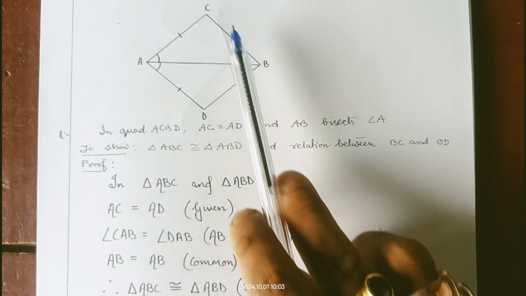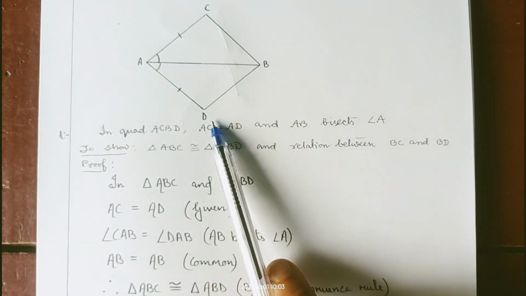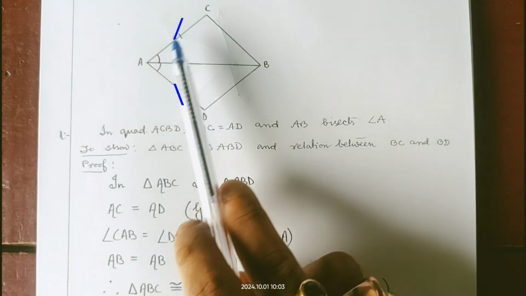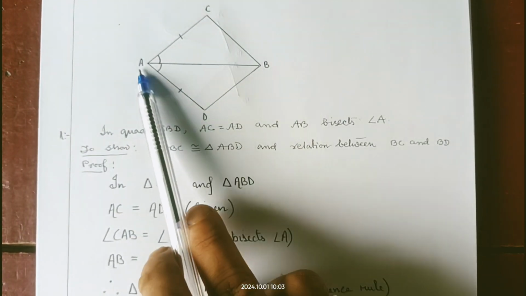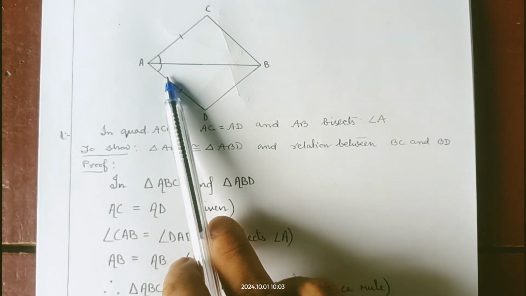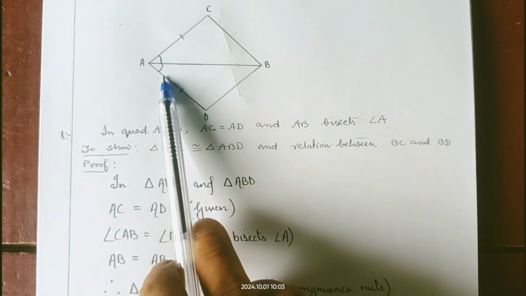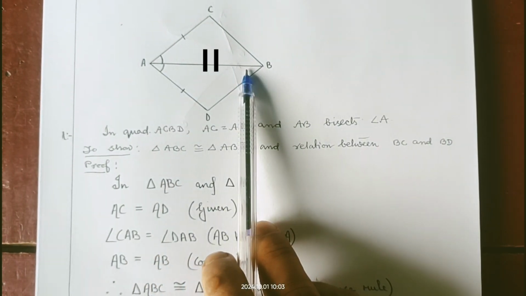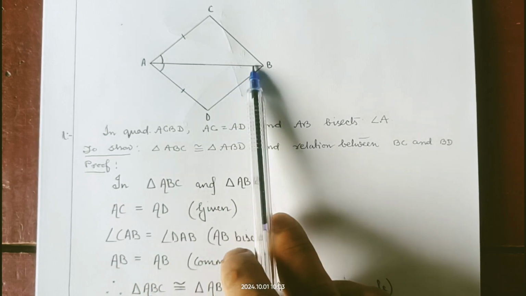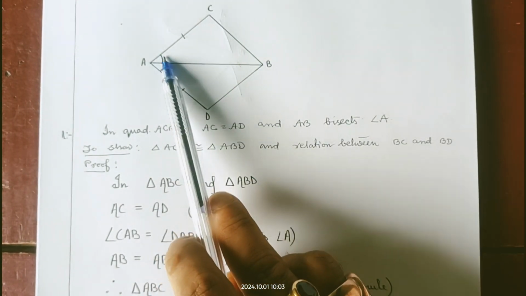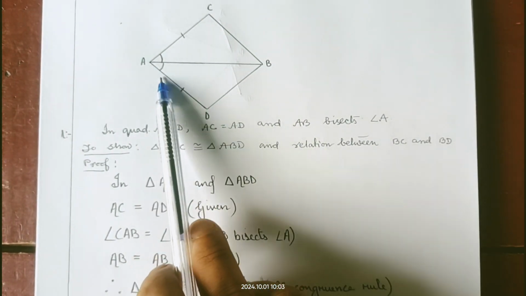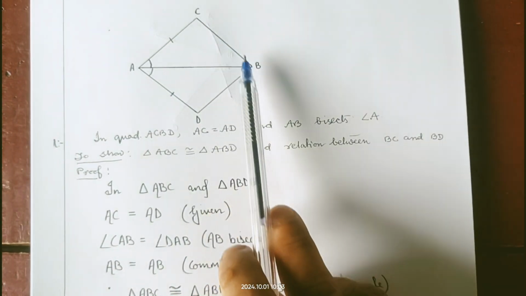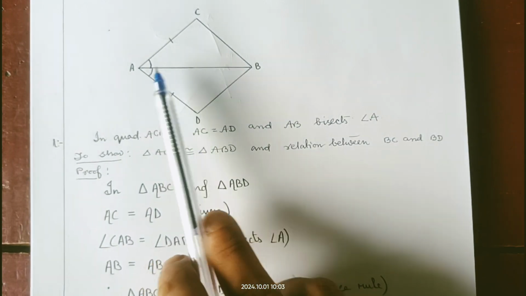In triangles ABC and ABD, here AC equals to AD, it is given in the question. Angle CAB equal to angle DAB, because as given in the question that AB bisects angle A, so these two angles will be equal, and AB equals to AB, that means in the upper triangle and the lower triangle AB is the common side, so we can say side angle side, and these two triangles are congruent, so we can write triangle ABC is congruent to triangle ABD.